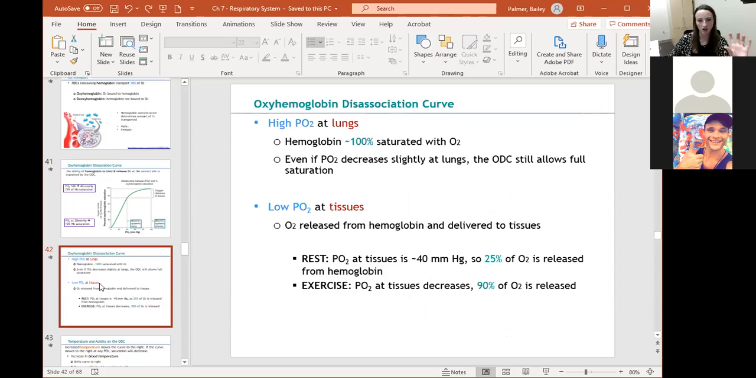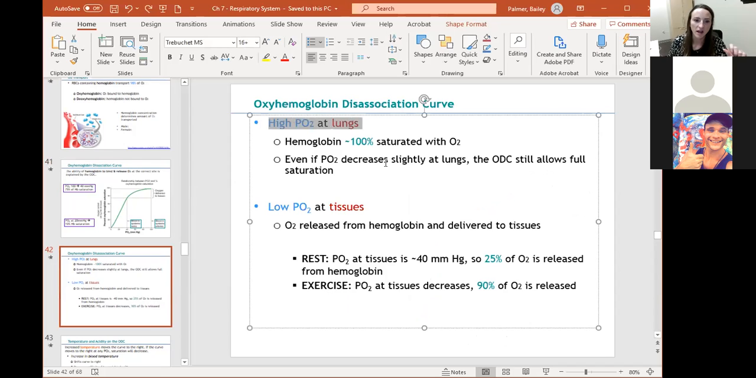But let's talk about what happens from rest to exercise. Here we see high PO2, partial pressure of oxygen, at the lungs, because that's where the alveoli have transported oxygen into the bloodstream. So with high partial pressure at the lungs, we're 100% saturated. Low partial pressure at tissues, because the tissues are using oxygen, and as they use it, that decreases the partial pressure. At rest, partial pressure of oxygen is about 40 millimeters of mercury, so only 20% of oxygen is released from hemoglobin.